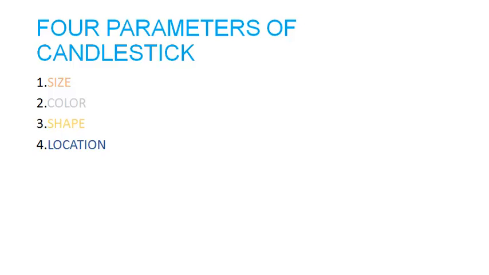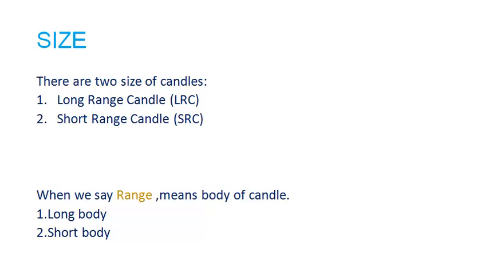So let's learn them one step at a time, and let's start with the size. There are two sizes of the candles. One of them is called a long range candle, also called LRC. The second is the short range candle, also called SRC. So LRC and SRC, whenever we are talking about the range, we always mean the body of the candle. We are not going to include the wick and the tail, but we are only going to look at the body of the candle.